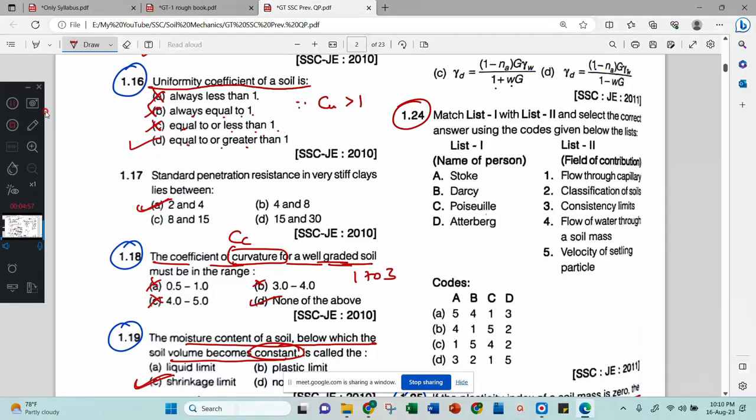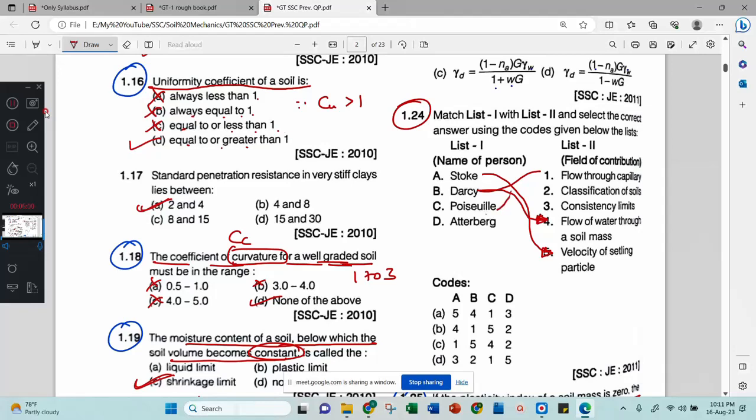Where we discussed about Stokes, flow through capillary, classification of soil, consistency limits, flow of water through soil mass, velocity of settling particles. Anyone? No idea? Velocity of settling particle. Settling velocity means Stokes. Okay. You might have studied him in classification, but don't answer that one. Darcy's law, flow through soil mass is your Darcy.